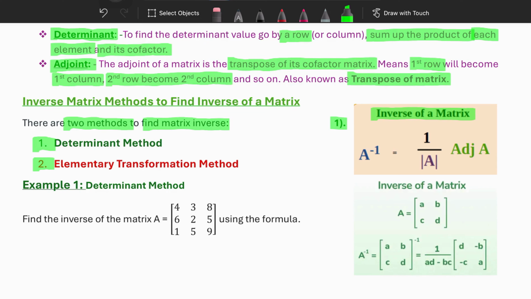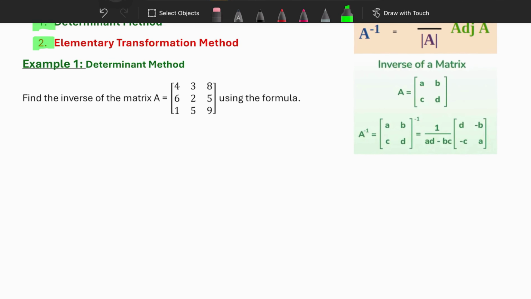A simple solution of any ABCD is also given, but that would not give you full exposure of this topic. To go in detail, let's do this example so you will understand better what it means. Find the inverse of the matrix A by using a formula. Which formula? The formula which we recently set, the determinant formula. So let's use the determinant to find the matrix inverse of this matrix.